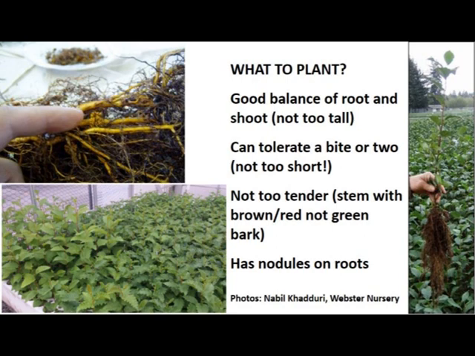You want them so that they can tolerate a bite or two. If they're too short, a real little short guy, then it's just one good bite for a deer, or one good bite for a rabbit. So get something that's a little bit taller and not too tender. Generally, I don't recommend that people plant alder seedlings that have green bark. You'd actually like to see the stem that has brown, reddish, kind of brown bark, not the green bark, just because it's tender. You want them to be woodier so that the animals are less likely to eat them. And as I say, you want to have nodules on the roots.